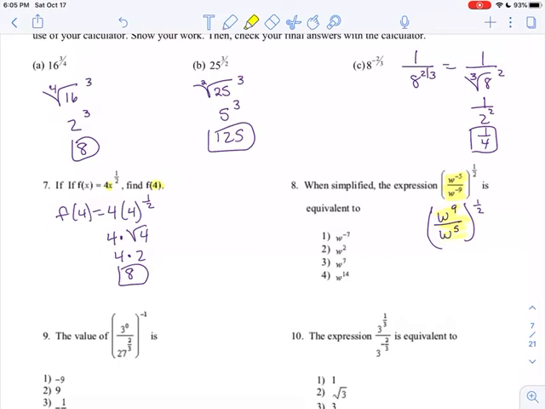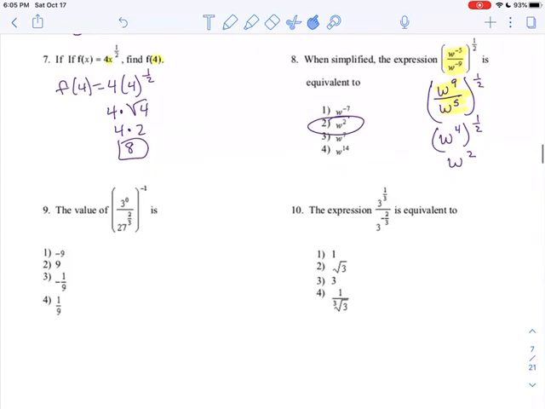Now this whole thing is to the 1/2 power, but I can simplify what's in the parentheses first. When I'm dividing, what do I do with exponents? These have the same base. When I'm dividing, I subtract exponents. So this is w to the 4th, to the 1/2. All right, and w to the 4th to the 1/2, when I have a power to a power, I am multiplying those. 4 times 1/2 is 2. And there I go, choice 2.